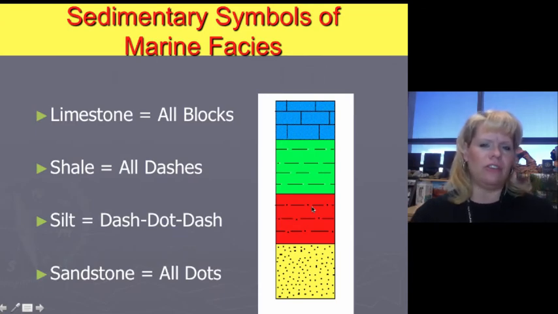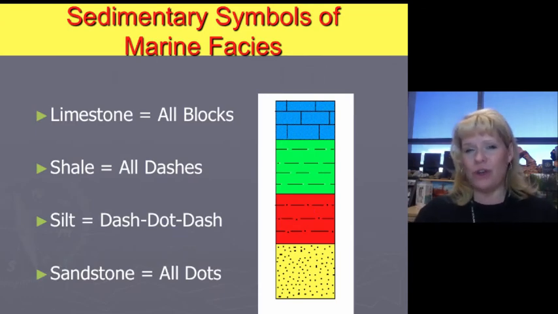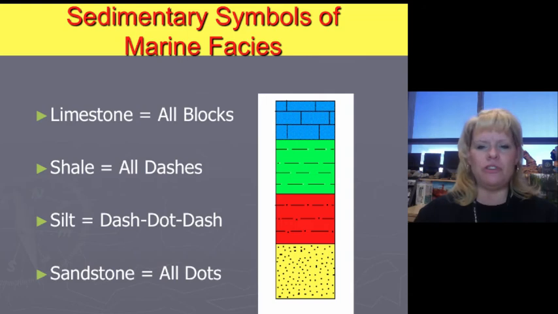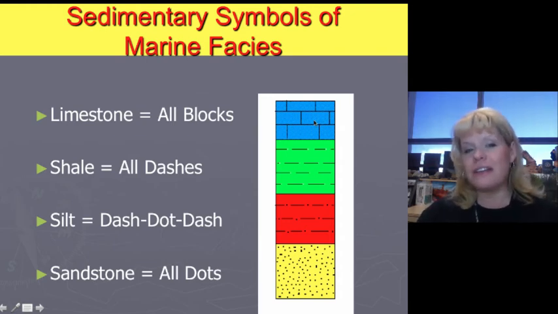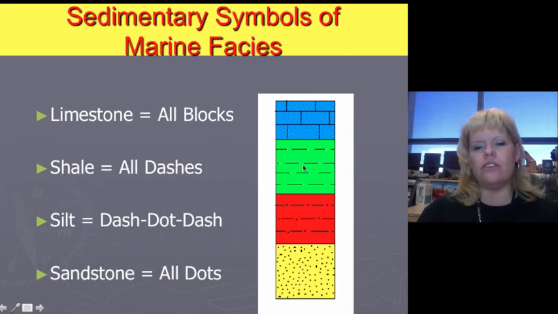So looking at this, you can see why you needed to know some symbols. Limestone is the blue stuff you see here, and the color is totally irrelevant. It's just to separate them visually for you to see. I will tell you that limestone is formed in a marine environment, so the blue does have a little significance there. The green, see if you can see, it's shale, and it's drawn with all dashes. You learned that a minute ago. The dash dot is the silt, and the sand is done with all dots.